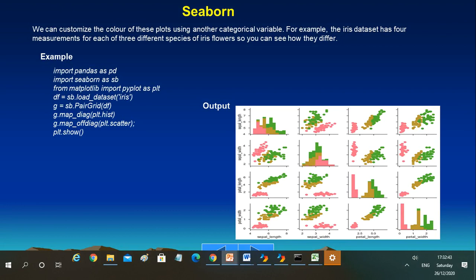Now we can customize the color of these plots also. If you want, you can make the changes in the color. The data is same, the code is same, everything is same. The dataset has 4 measurements for each of these 3 different species, and you can see this here that import pandas, seaborn, matplotlib, all these have been imported. Dataset is iris, PairGrid is df, plt.hist, that is diagonally, and cmap off diagonal, and when you execute it, you can see that how the colorful graph is appearing.